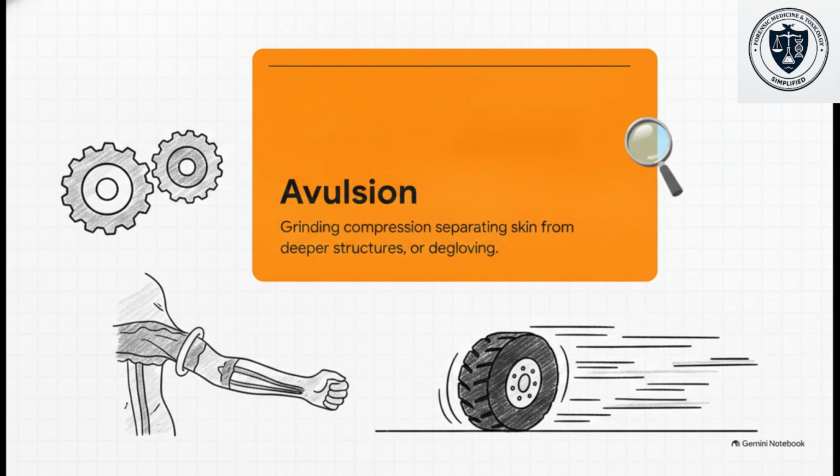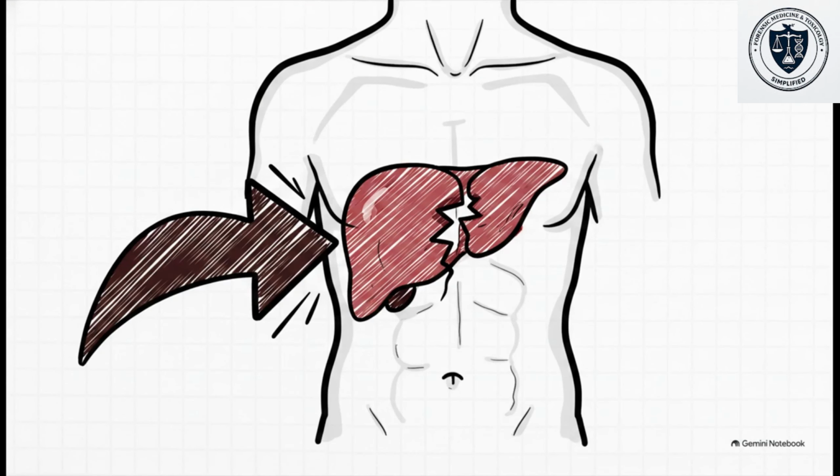Okay, you might want to brace yourself for this next one because the mechanics of an avulsion are incredibly intense. This happens from a horizontal grinding compression. It is so severe that it completely separates the skin from the deeper structures beneath it. Forensically, this is known as degloving of the skin. You typically see this kind of massive horizontal crushing impact in major industrial accidents with heavy machinery, or when the heavy wheels of a truck pass over a limb, just aggressively grinding and peeling the skin right off the muscle. It's brutal.